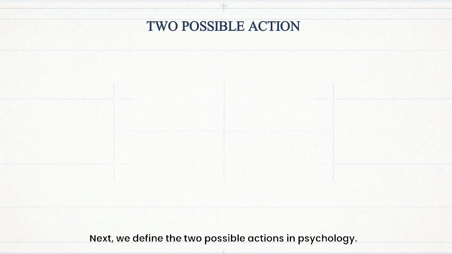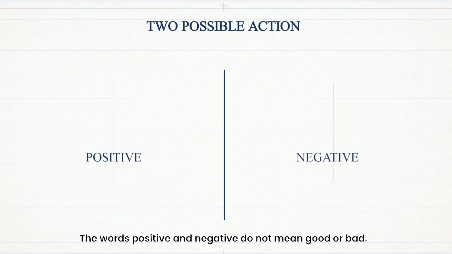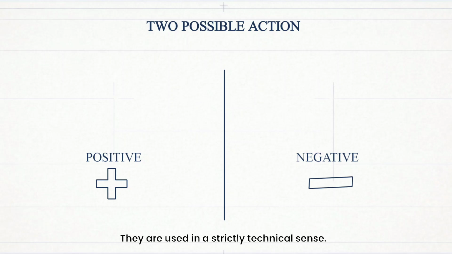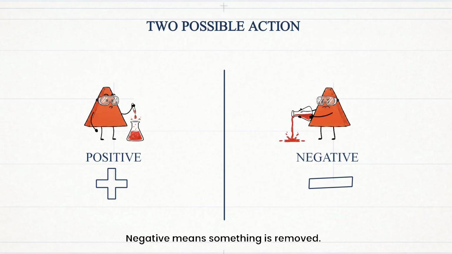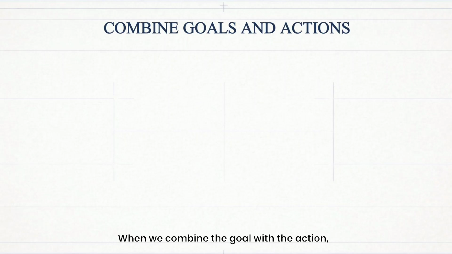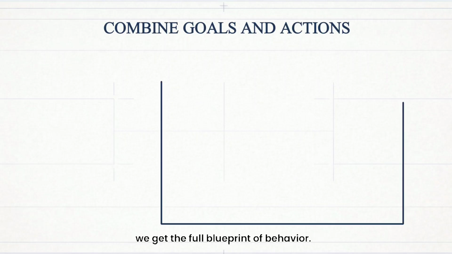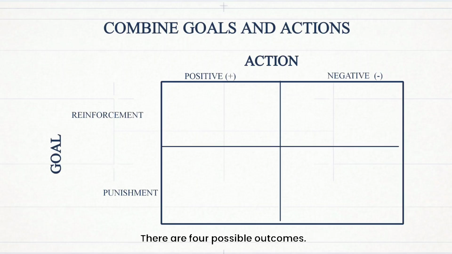Next, we define the two possible actions. In psychology, the words positive and negative do not mean good or bad. They're used in a strictly technical sense. Positive means something is added. Negative means something is removed. When we combine the goal with the action, we get the full blueprint of behavior. There are four possible outcomes.